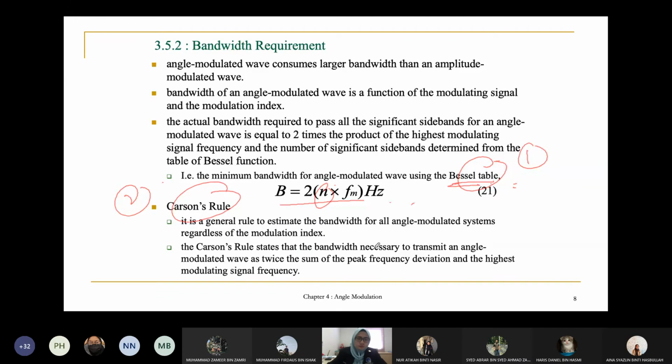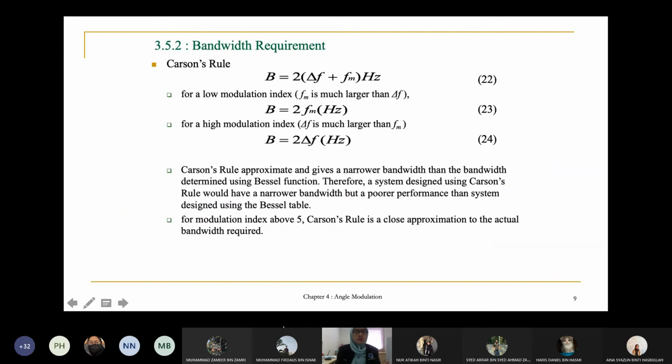But Carson rule is actually an estimation of the bandwidth for an angle modulated system, regardless of the modulation index. We don't need to calculate the modulation index, we just estimate the bandwidth, and the formula is this. So this is the formula for the Carson rule: B equals 2 multiplied by (delta F plus Fm).